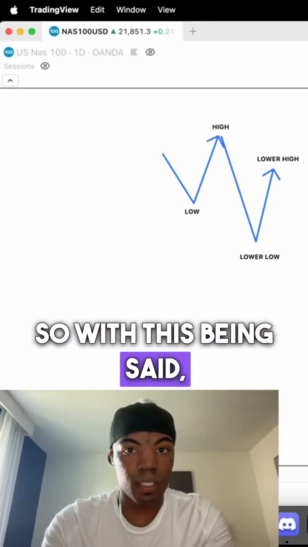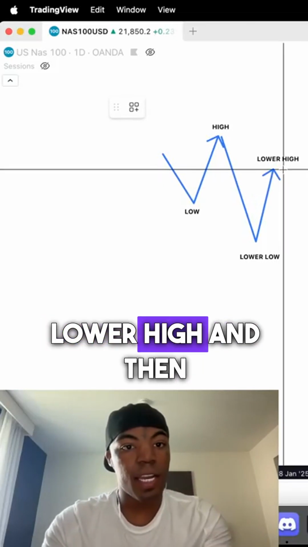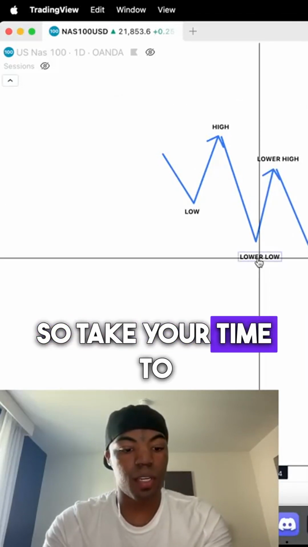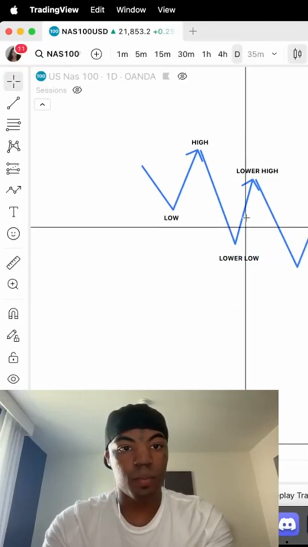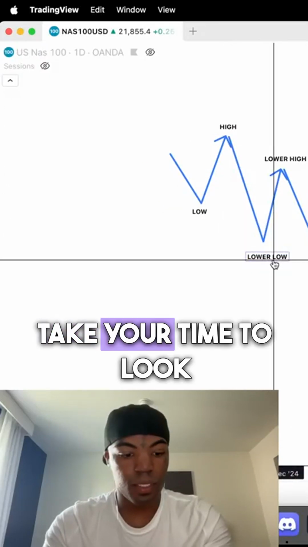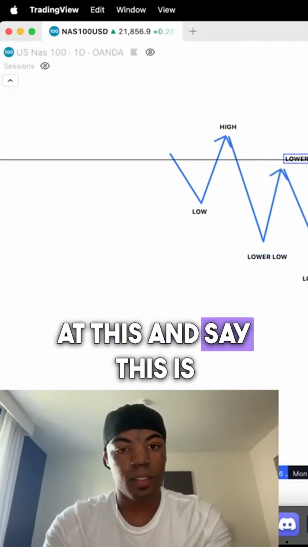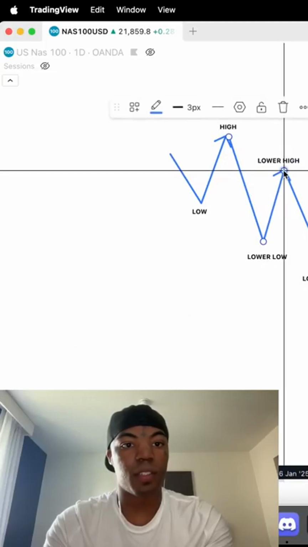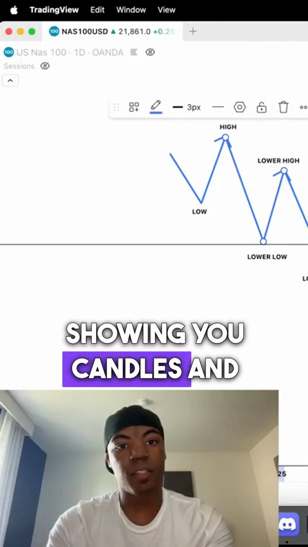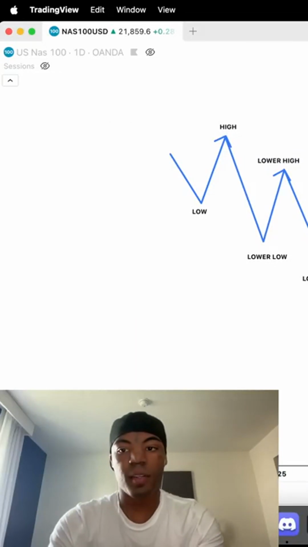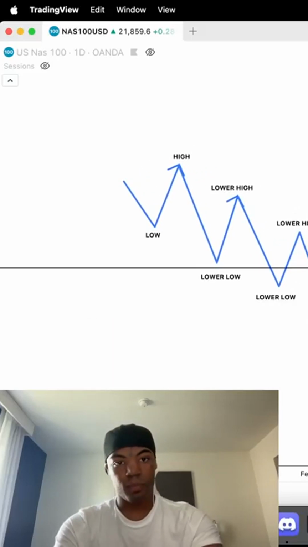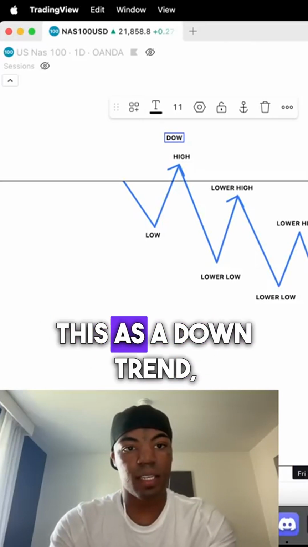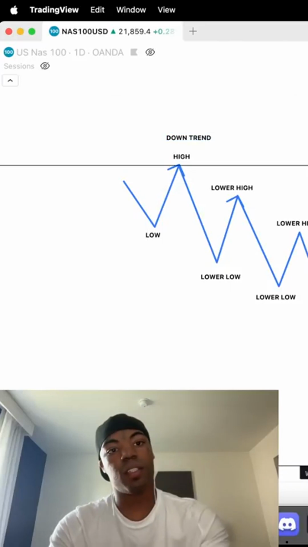So with this being said, we're going to have our lower high, and then another lower low, lower high, lower low. Take your time to look at this and say, this is a trend, this is a downtrend. Before I start showing you candles, we'll probably make that into another video, this is a downtrend. So go ahead and classify this as a downtrend, right?